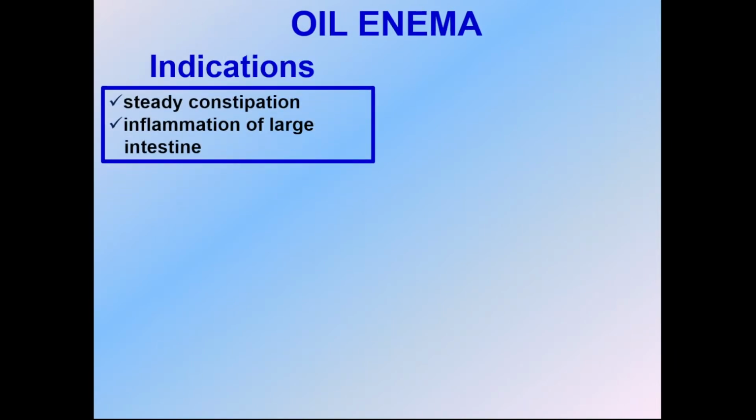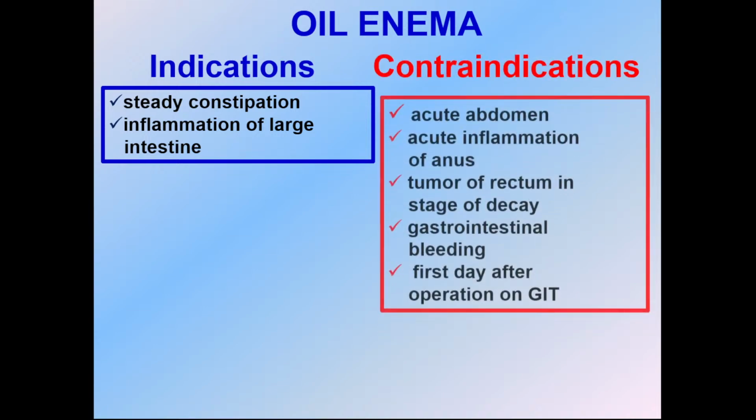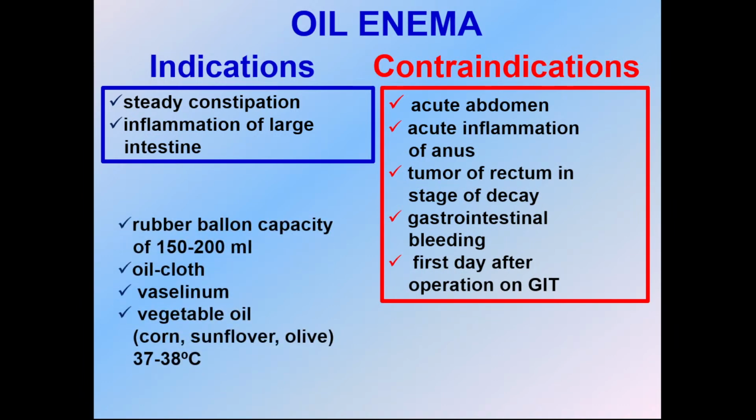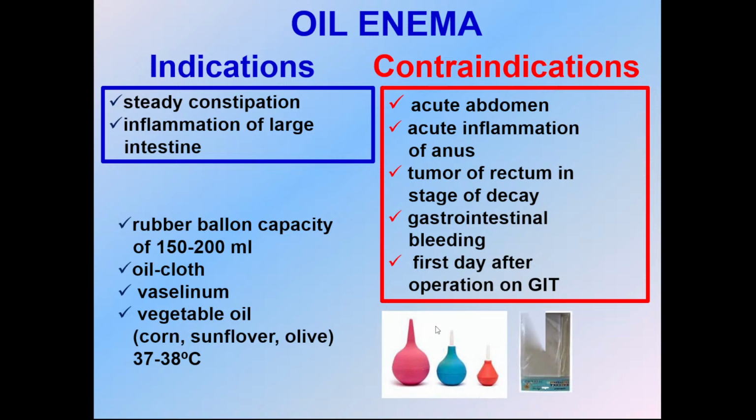Oil enema is used for steady constipation, to easily remove harsh feces, or in inflammation of the large intestine for medicamentous purpose. Contraindications are the same as for any enemas. For this manipulation, we need a rubber balloon with a capacity of 150-200 milliliters, an oilcloth with linum, and any vegetable oil.